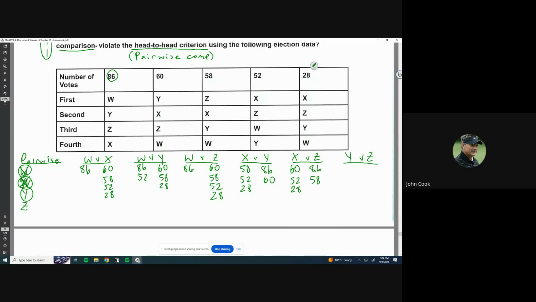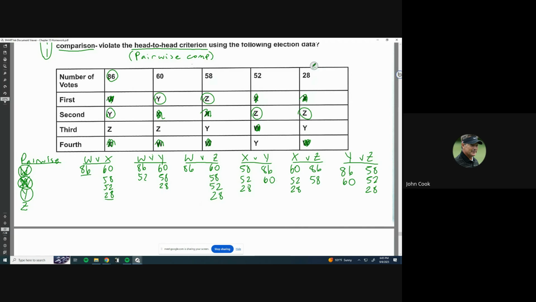So in Y versus Z, that means X and W are gone. So the winners are going to be Y, Y, Z, Z, Z. So Y gets 86 and 60, and Z gets the rest of them. So 58, 52, and 28. Okay, so let's add these totals up on our calculators.